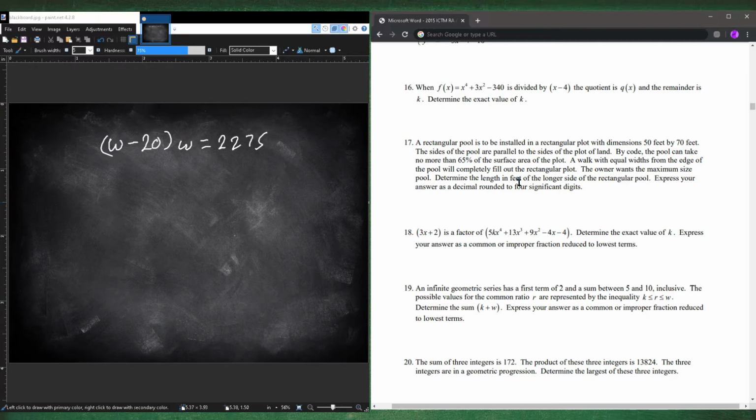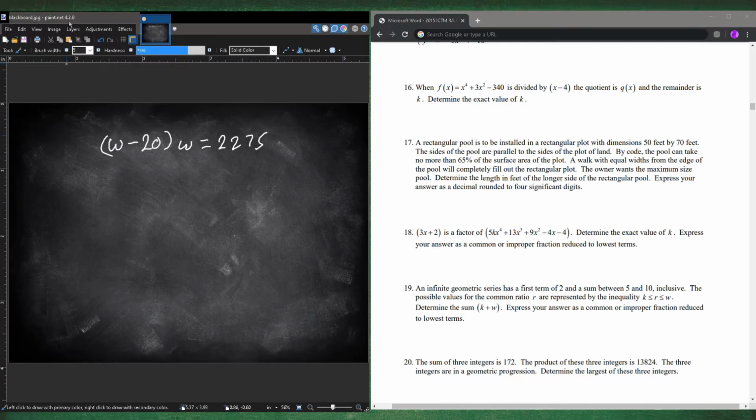Okay, since question number 17 says express your answer to four significant digits, that's basically telling me that it's not going to be a nice answer. So you probably just want to use your calculator for that. So we know w squared minus 20w minus 2275. So that's your equation. So all we have to do is just put in the quadratic formula.